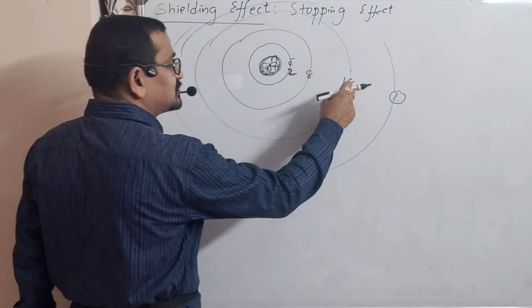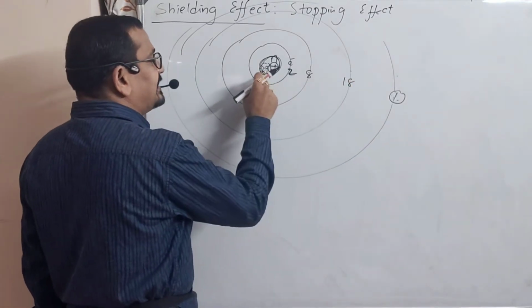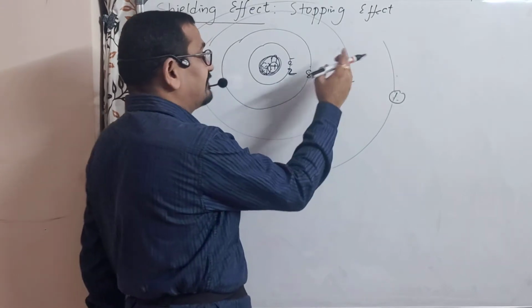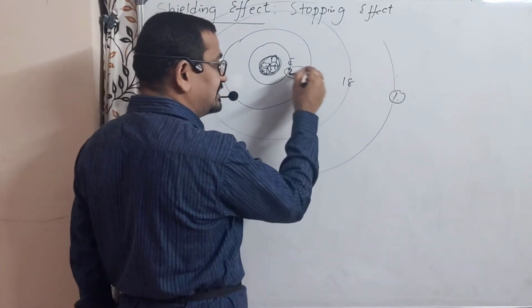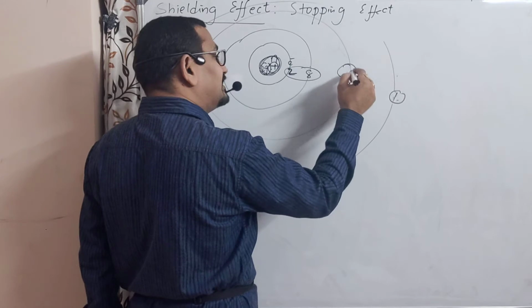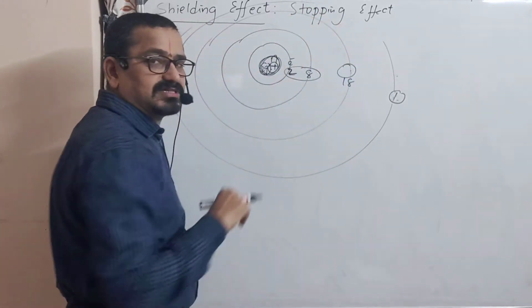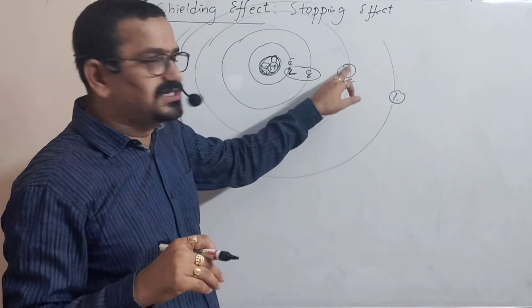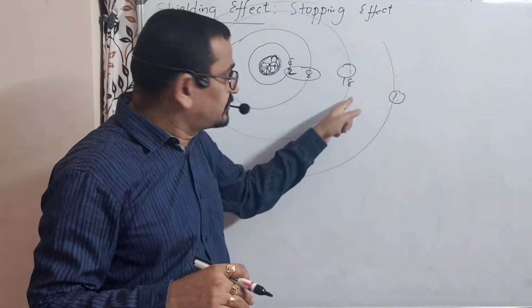Like this, when it comes to these 18 electrons, the full 29 may not reach them, because a fraction may be shielded by the inner electrons, and a fraction may be shielded by some of these 18 electrons. Suppose you consider the 18th electron, a fraction of the nuclear attraction can be shielded by the previous 17 electrons out of these 18.